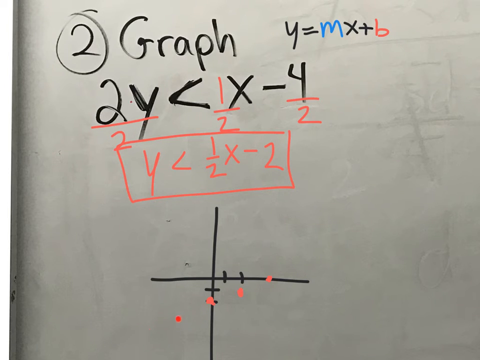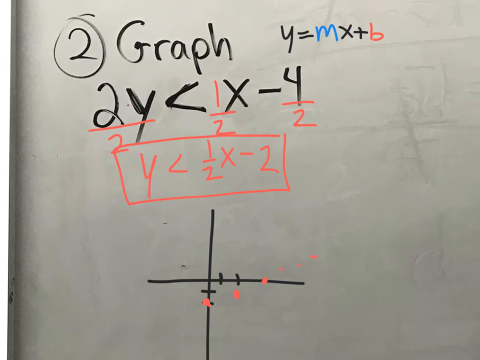Now the question is, is this going to be a solid line or a dotted line? It's going to be a dotted line. Remember, if it has a solid line underneath your inequality, that's when you draw a solid line. But it does not have a solid line underneath it, so it's going to be dotted or dashed. So I'm just going to put some dots.